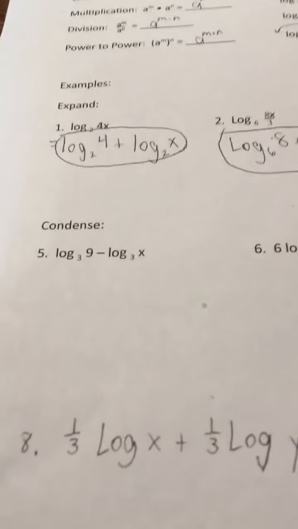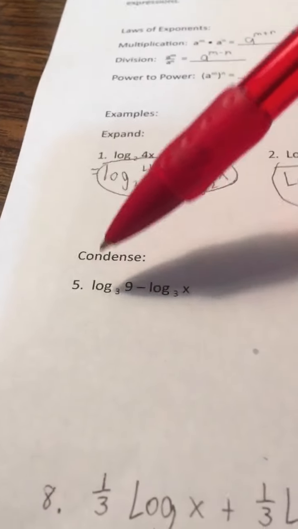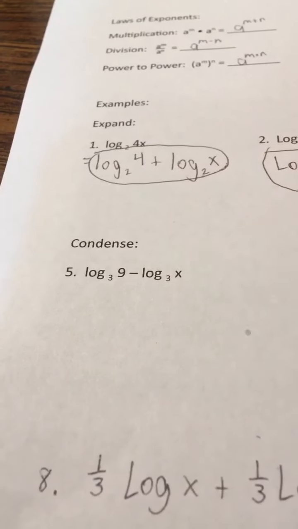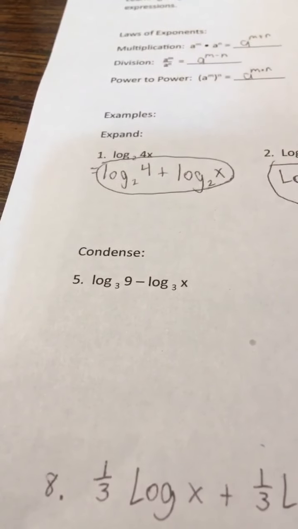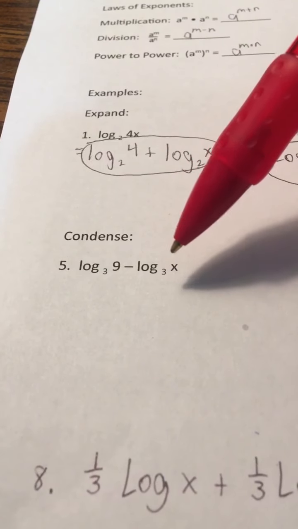So now, second half of the video, we're going to look at condensing. This time, I'm giving you more than one log. We're going in reverse. Your final answer is only going to have one log in it. So problem number 5, log base 3 of 9 minus log base 3 of x.